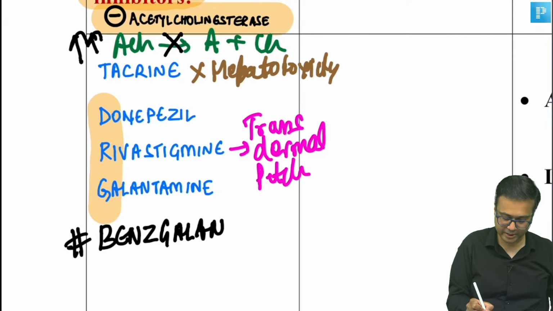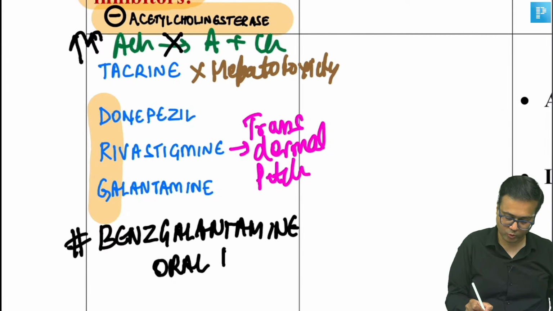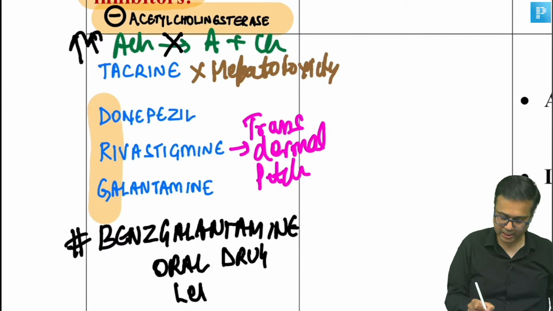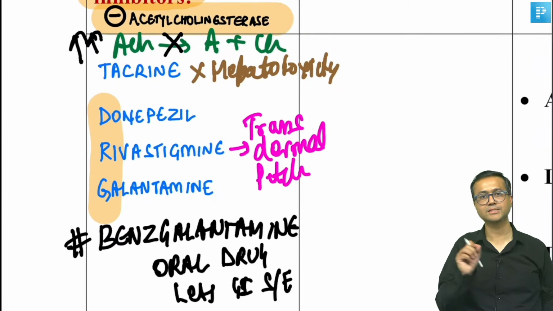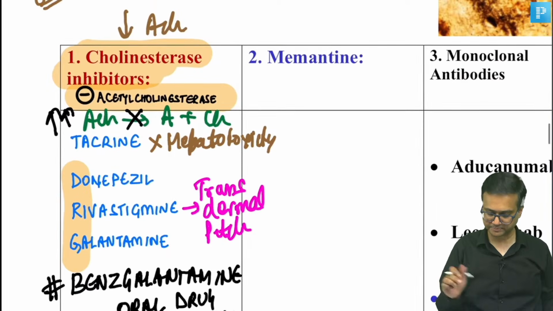Benzgalantamine. Please remember, it is benzgalantamine. It is an oral drug, beta, which has fewer GI side effects. Okay, so please remember that is benzgalantamine. So this is one category of drug, beta.